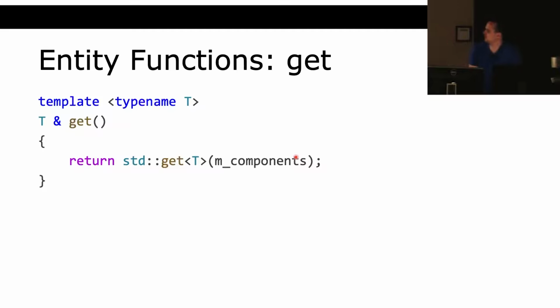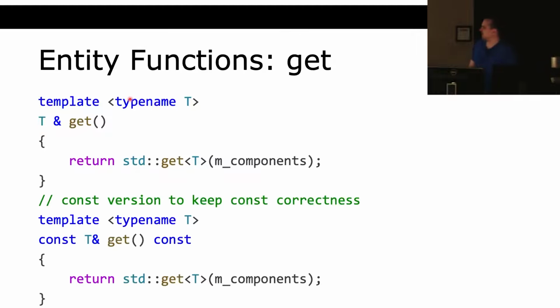Now, this returns a modifiable reference type, but sometimes we want to follow const correctness and also have a const version of that. So we would have a const version of get and a non-const version of get, and we will see in the future why it is so important to have a const and a non-const version when we have accessor functions like this. So that's how we would implement get.